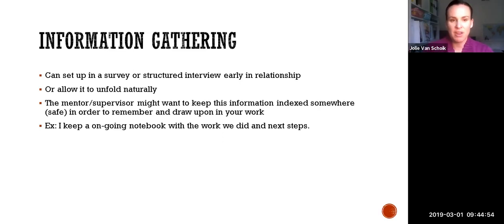Another part of information gathering is setting up a survey or a structured interview. So asking the same questions of all of your mentors, or doing it in a survey. If you don't have a lot of time, you can send out a free SurveyMonkey email to everybody. Or you can have them take a questionnaire to see what stage they think they're in. So you might think they're an advanced beginner, but maybe they feel like they're a novice. That would be really interesting information to have. They see themselves lower than what you see them.